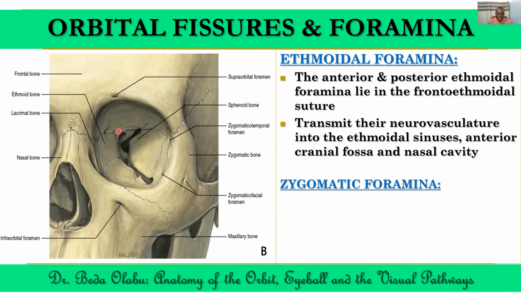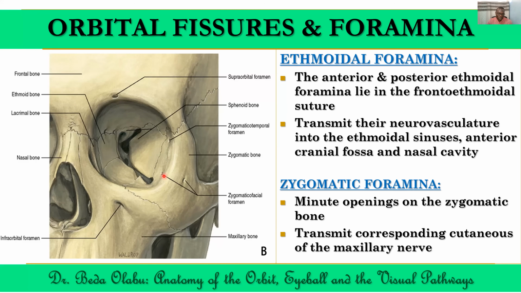Then we have the zygomatic foramina. Again, there are two. We have the zygomatico-temporal foramen and the zygomatico-facial foramen. These are also minute, and they traverse the cutaneous branches of the maxillary nerve, which have the same names: zygomatico-temporal nerve and zygomatico-facial nerve. These ones go to supply the skin.